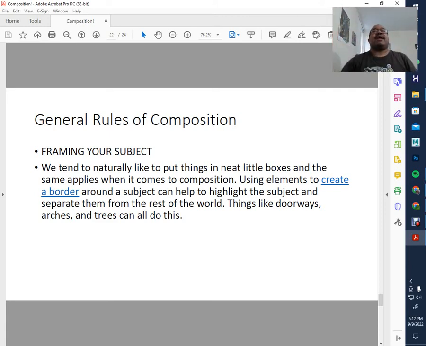Typically, they will sit right in the middle upon a throne, and then their peons or their cronies will flank off to the sides, and it'll often be evenly distributed. And so that's a way of framing a subject, so to speak. So we tend to want to put things in neat little boxes, especially when it comes to composition. We do want to create that border around the subject to help really make the subject clear.